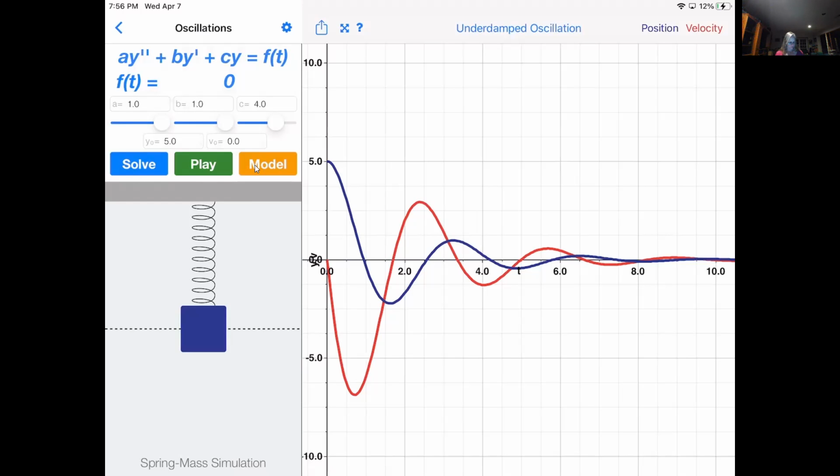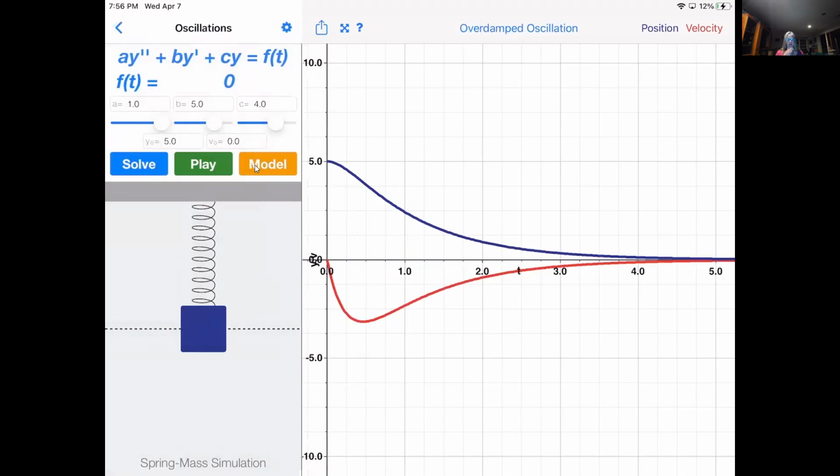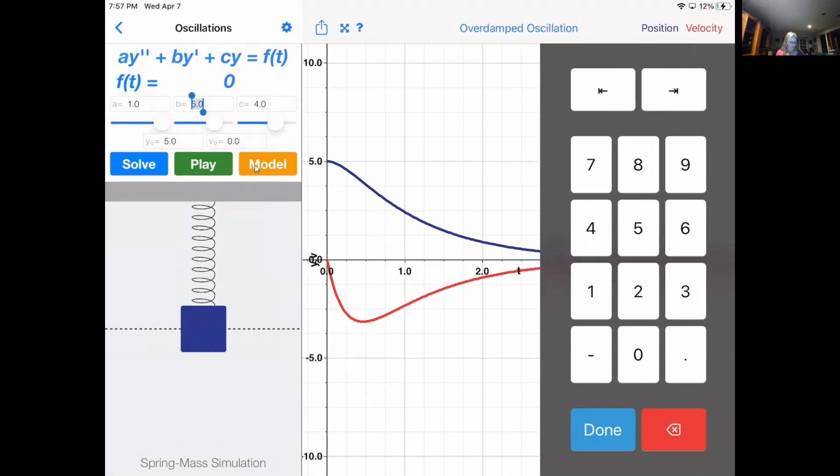We'll look at a different model. This one's going to be overdamped. So that one was underdamped. This one would be the overdamped. Notice here, again, we've got a B of about 5. Notice it kind of is getting to equilibrium, but it takes a lot longer to get there. Let's do another one.